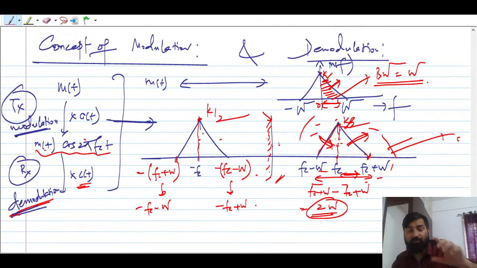Please remember all these things. There is an upper sideband. What is the range of the upper sideband? What is the range of the lower sideband? The upper sideband is from fc to fc plus W. The lower sideband is from fc minus W to fc.